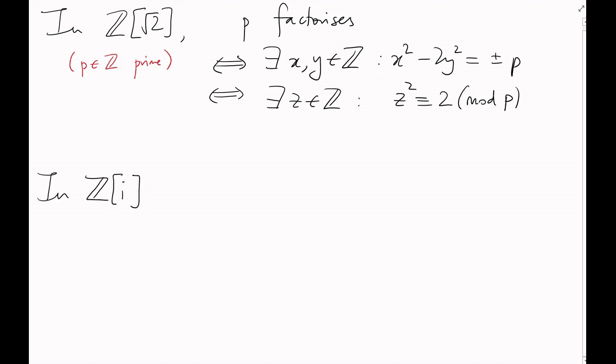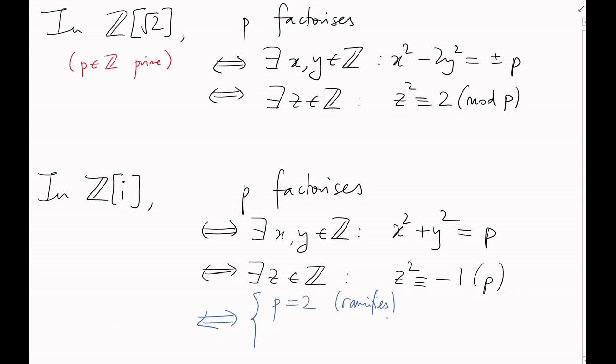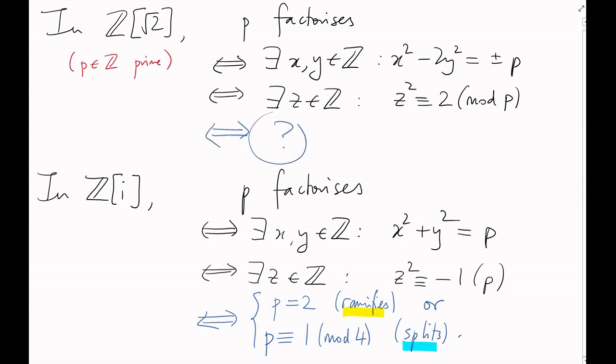In Z adjoin i, we were able to give a very simple characterization of when a prime factorized further and when it didn't. p factorizes in Z adjoin i if and only if there exist integers x and y such that x squared plus y squared equals p, which happens if and only if minus 1 is a square mod p. And an argument in video 5 using Euler's criterion told us that this happens precisely when p equals 2, when p ramifies, or p equals 1 mod 4, when p splits. This solves the question for all primes simultaneously, so can we find a result like this for Z adjoin root 2?